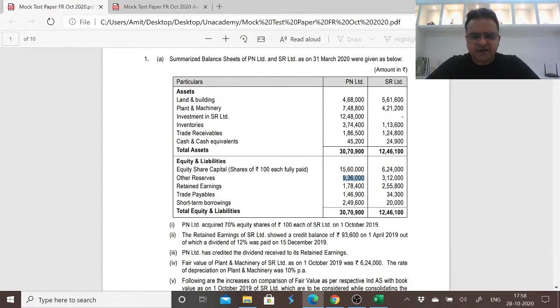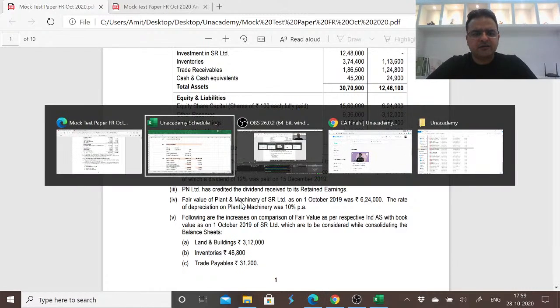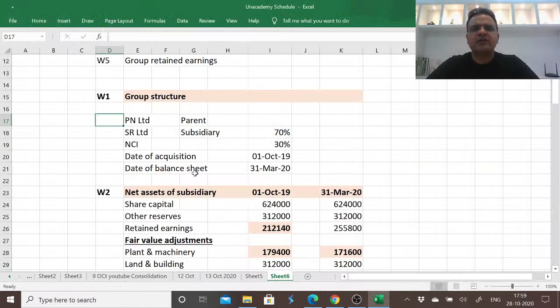Retained earnings, we calculated the group retained earnings as the parent's earnings plus the post acquisition share of profit. We added trade payables, parent plus subsidiary and any increase in payables. Short term borrowings, the parent's borrowings plus the subsidiary's borrowings are added. This is how we present the consolidated balance sheet. Now, working one is important because we know the group structure, who is the parent and who is the subsidiary. PN Limited is the parent, SR Limited the subsidiary, NCI was 30%, and the date of acquisition was 1st October.